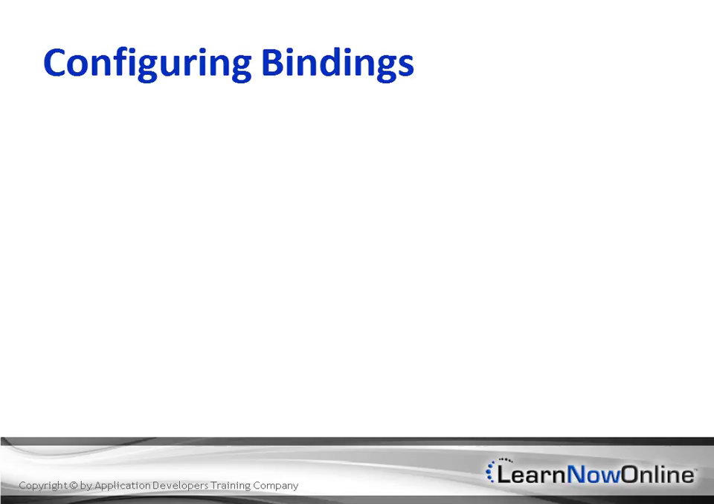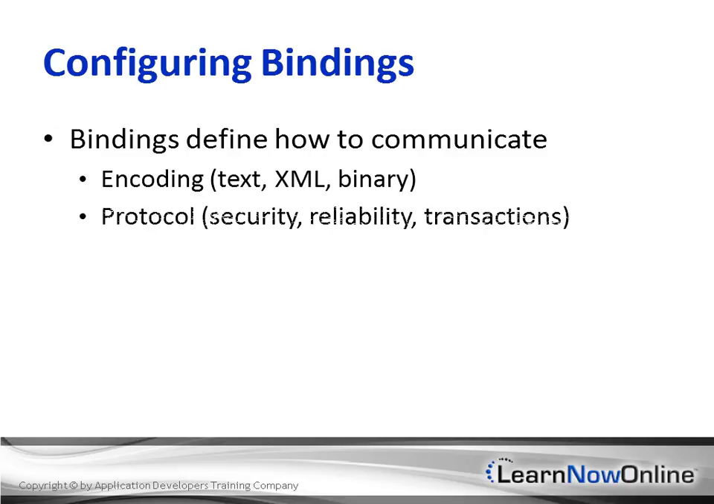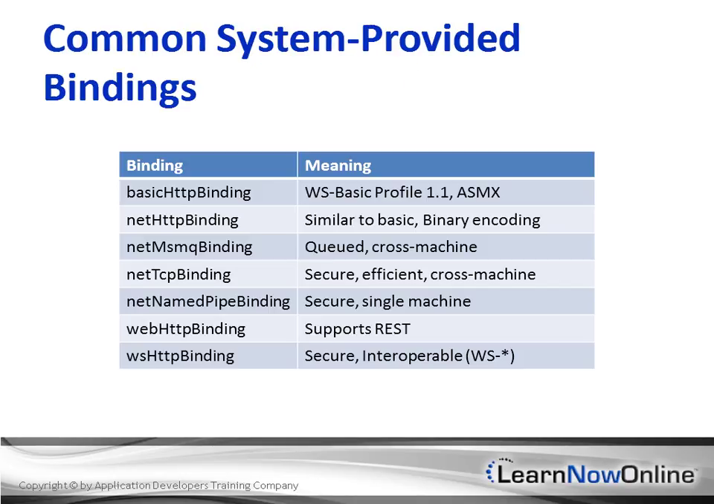Now we'll discuss configuring bindings. Bindings define how you communicate with the service, and there are several options to choose from. You can choose encodings. Examples are text, XML, or binary. You can choose protocol. Examples of protocols are security, reliability, or transactions. You can even configure transport. Examples of transport are TCP, HTTP, or named pipes.